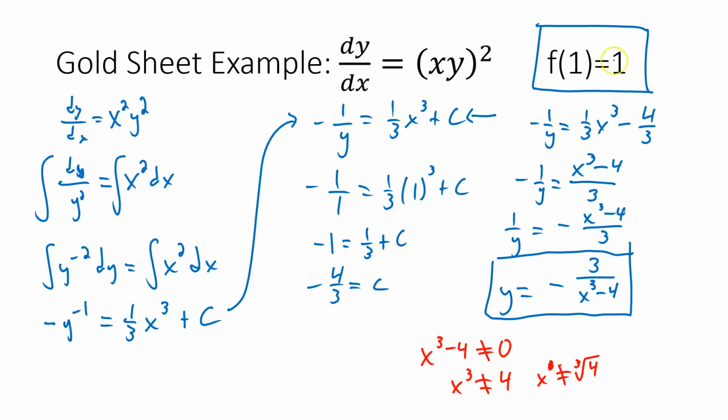And because we want our initial condition, f of 1 equals 1, to be on the graph, we need x to be less than the cube root of 4. So our domain for this is going to be from negative infinity all the way up to the cube root of 4. And that is the solution to our differential equation.